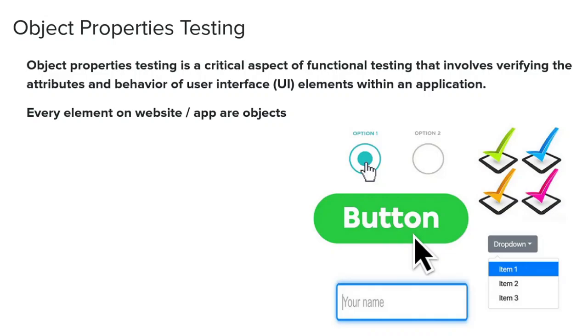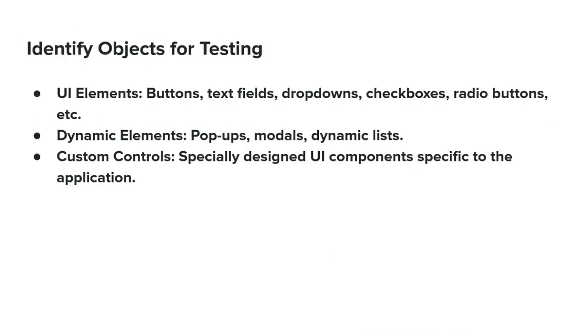So object properties testing is a critical aspect of functional testing. In this we can verify the attributes and behavior of the user interface elements within the application. So we have to identify such objects during the testing of object properties. For example, UI elements, we have just seen the examples.